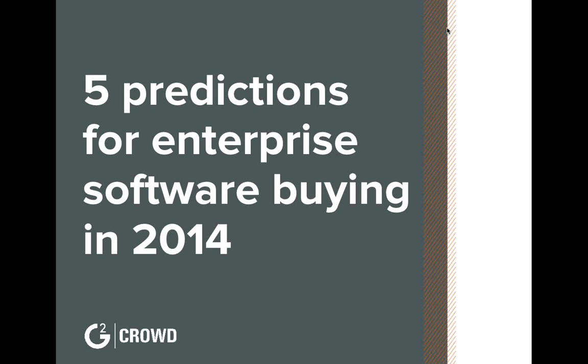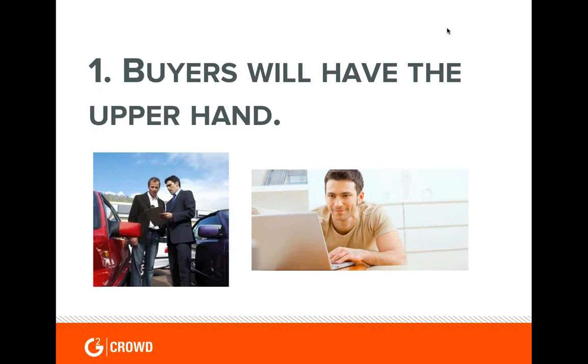So a couple things, 5 predictions. Why am I sharing that? Because a couple things are happening. The buyers will have the upper hand in 2014 in enterprise software. In the past, and actually in some cases still today, the vendors think that they have full control over demos, pricing, etc. And that's no longer the case. Now consumers are looking for access to online information about the product, pricing, potentially even wanting to purchase it online.